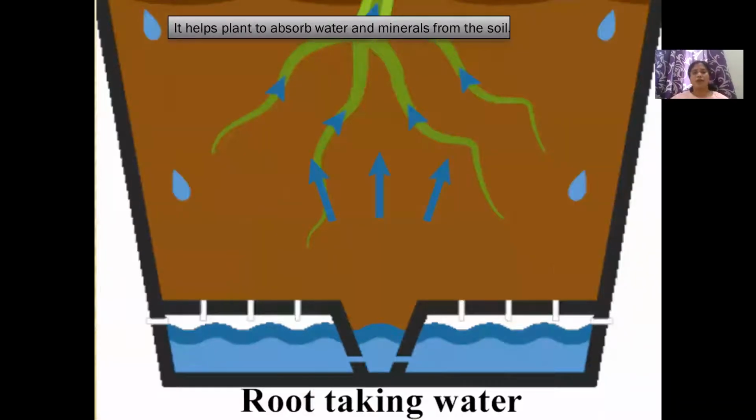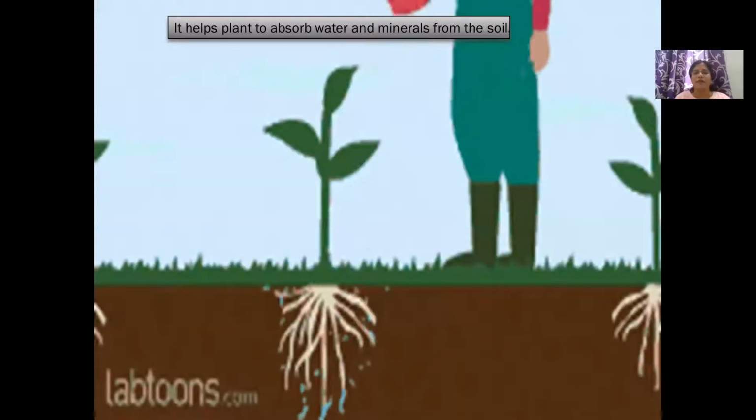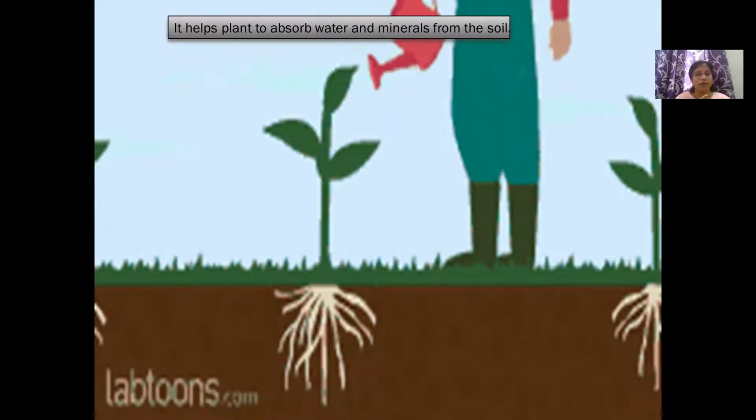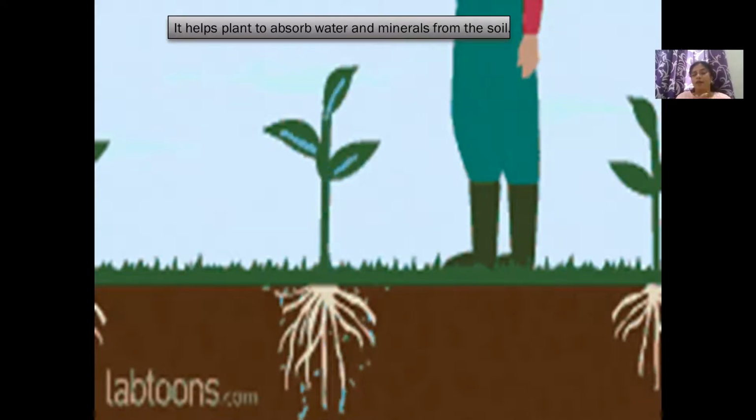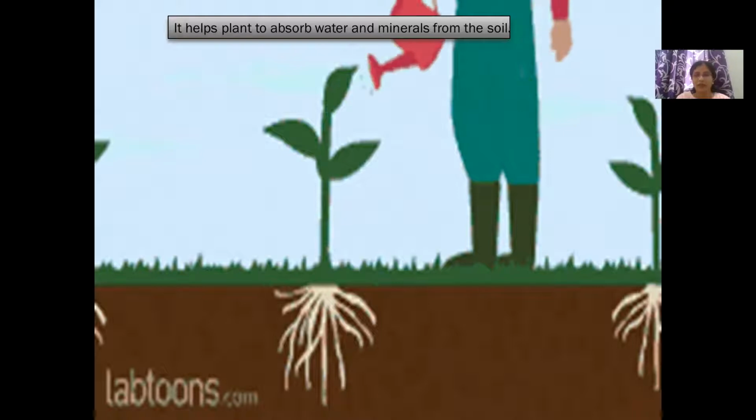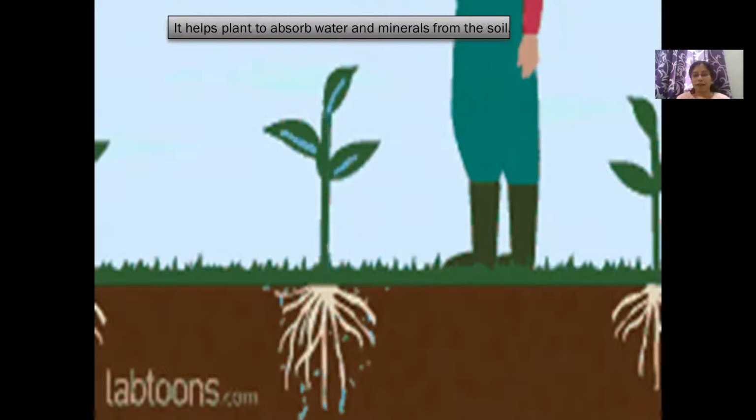Roots also help us to absorb water and minerals from the soil. Whenever we water the plant, correct? What do we give? Do we give food to the plant? No. Plants make their own food, correct? We give water. And what else does a plant require? It requires sunlight. So where do we put the water? Do we give it to the leaf directly? No. We pour it to the ground where the plant is planted.